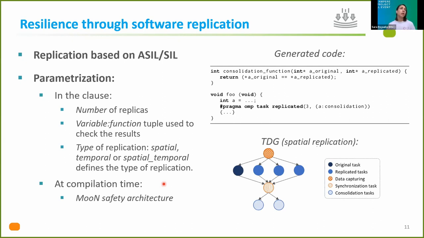Then another optimization that we allow is the MooN safety architecture, where MooN stands for M out of N. If we have N replicas, this safety architecture will allow the system to stop the replicas once M out of the N have already finished correctly. And on the right, you see the syntax we defined for OpenMP and how a TDG for a spatial replication would look, having all the original tasks and the replicas running in parallel.